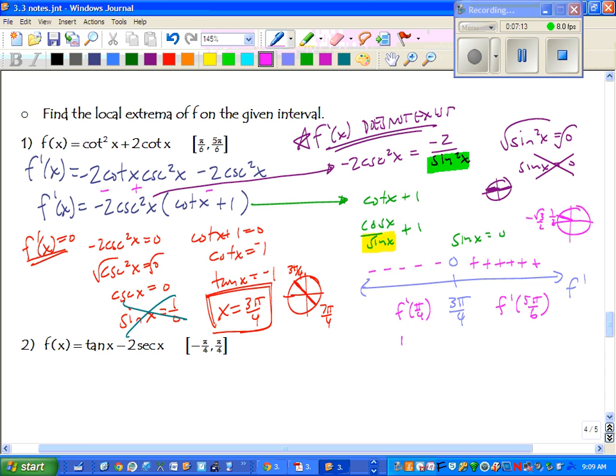That tells us we have a local minimum at x equals 3 pi over 4. So that's our local minimum because it's decreasing and then changing to increasing at that value.